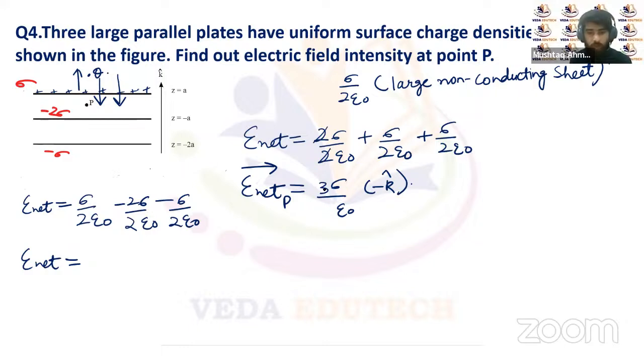So it will be 2 sigma upon epsilon naught here, right? So here also 2 and 2 will get cancelled. So we'll be left with this sigma upon 2 epsilon naught and minus sigma upon 2 epsilon naught will get cancelled, right? We'll be left with only minus sigma upon epsilon naught. And it will be along the minus k cap direction. So minus sigma upon epsilon naught will be the net electric field at point Q, and it will be along negative z axis.